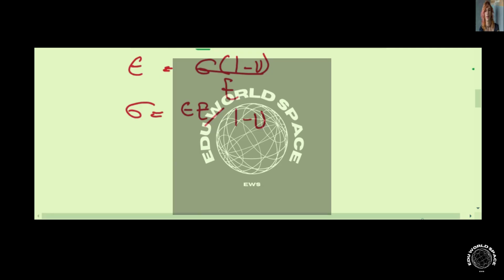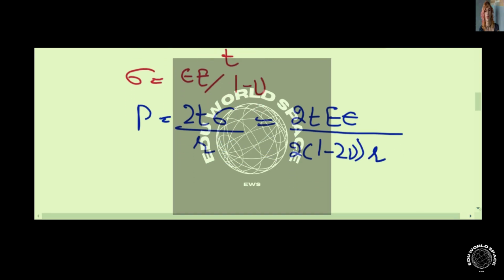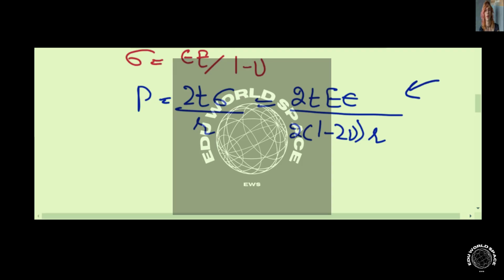From here, we will finally substitute this into equation 8.3, the first equation that we wrote, P is equal to 2 times T times the stress divided by R. So we have 2 times T times E times the strain divided by 2 times 1 minus 2 epsilon times R. We have all of these values, so just plug them in and you'll get that the pressure is equal to 3.4286 times 10 raised to power 6 pascals, which is approximately 3.4 megapascals.